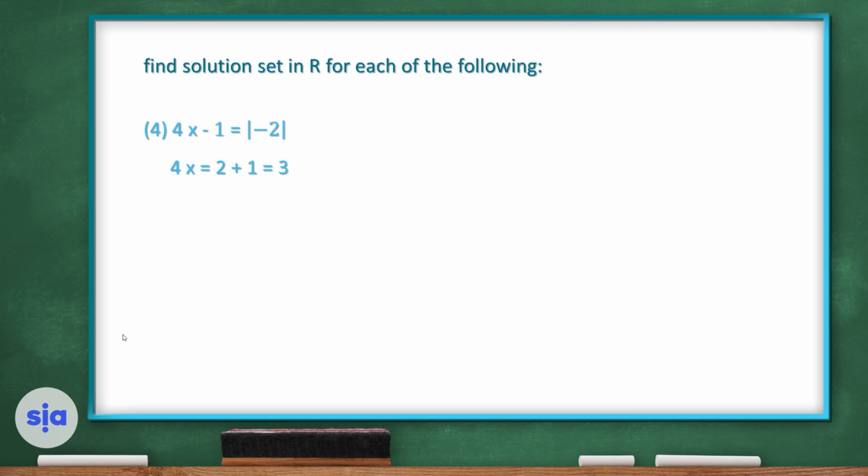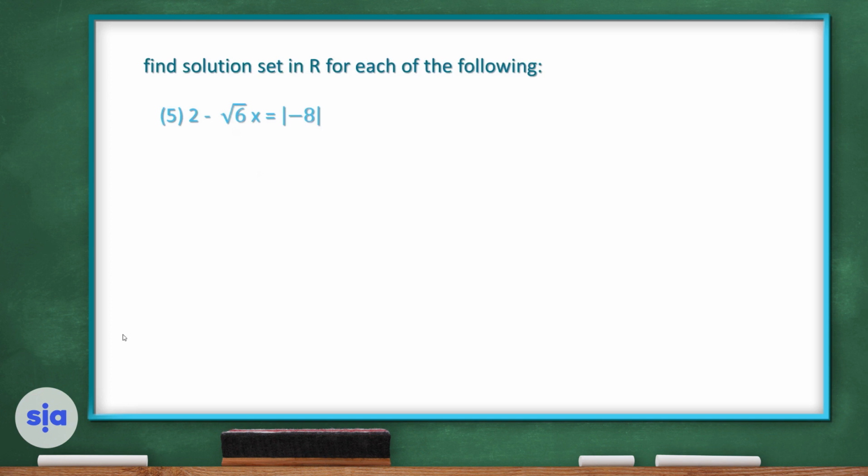Then you move the 1 to the other side. 4x equals 2 plus 1. So 4x is equal to 3. You divide both sides by 4. So x equals 3 over 4. So, for this question, the solution set is 3 over 4.